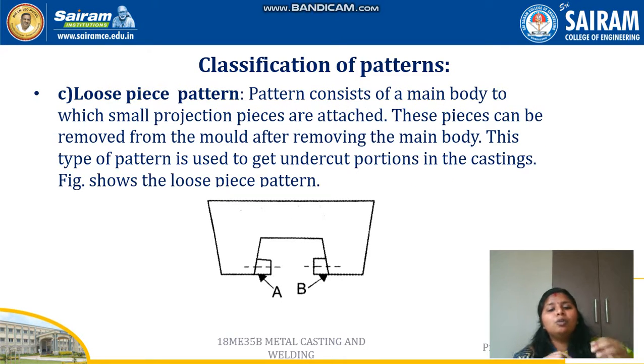Next one is the loose piece pattern. A loose piece pattern consists of a main body with small projecting pieces. In this diagram you can see two projections attached, marked as A and B. For some intricate shapes we need such loose pieces, projections wherever the projection is required. So this type of loose piece pattern can be used.